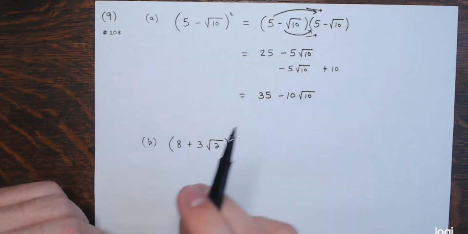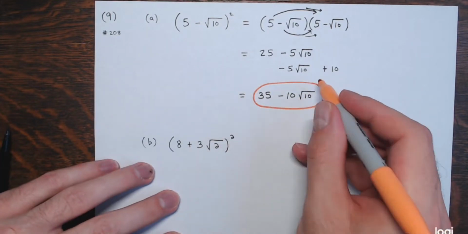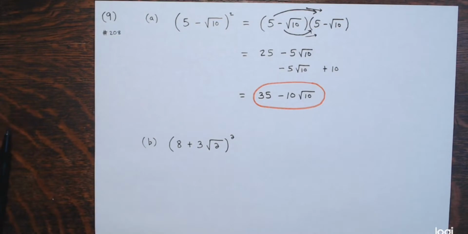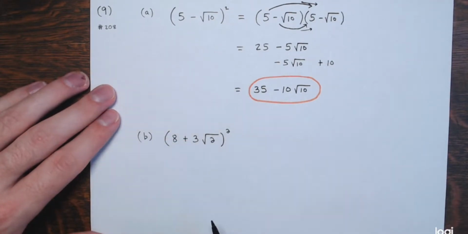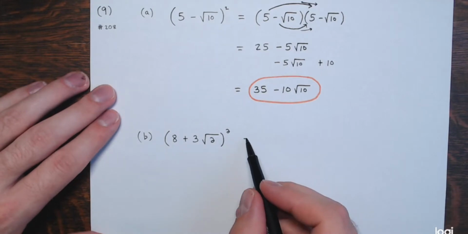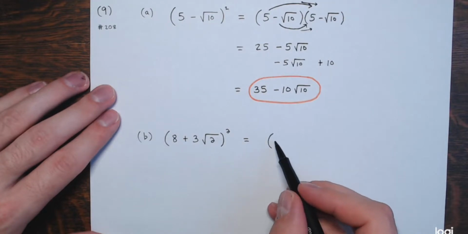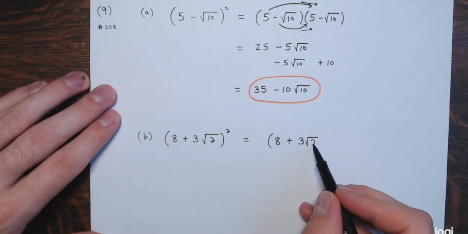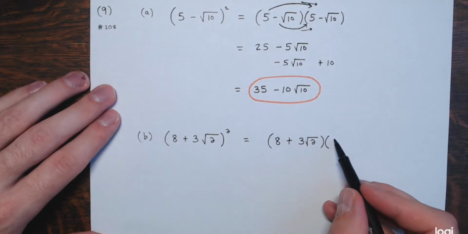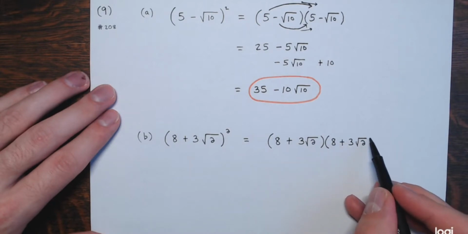And there we go. And these don't go together, right? One's radical, one is not. 35 minus 10 times the square root of 10. Great. And again, I leave it to you to check with a calculator. Alright, same for the next one, right? Another square. So again, that means multiply it by itself. So 8 plus 3 times the square root of 2 times, again, 8 plus 3 times the square root of 2.